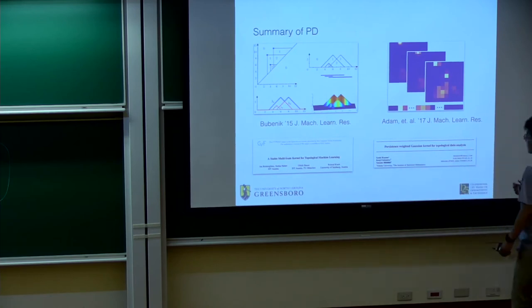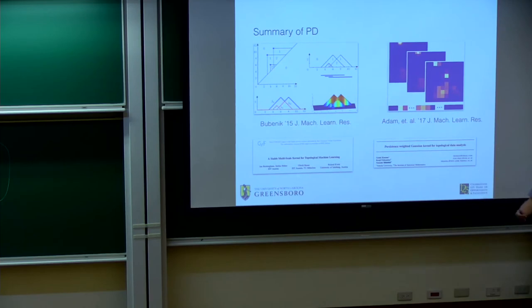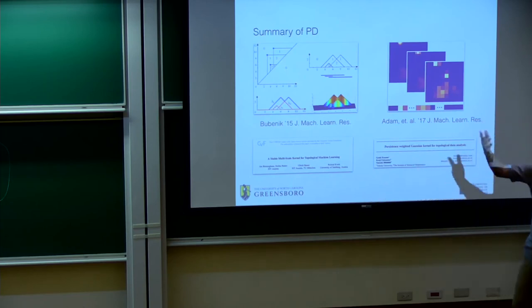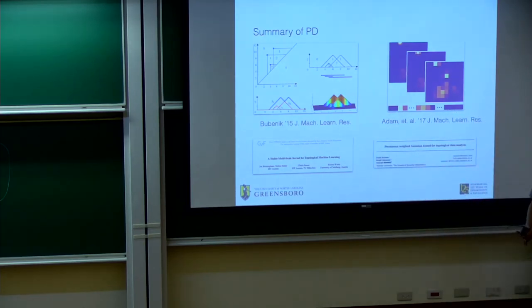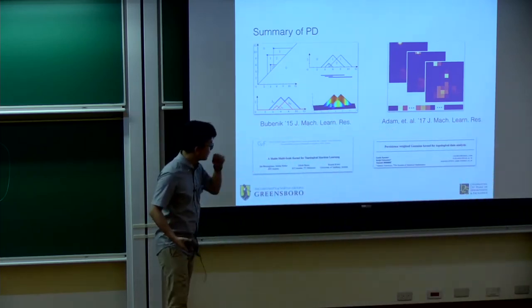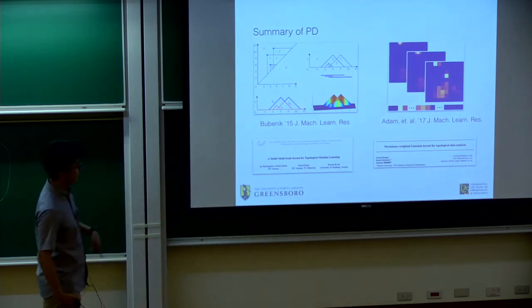And another one is called persistent image. I didn't put the name. It's called the persistent image. So you have a persistent diagram. This group of people, they transform the persistent diagram into an image. So it's like a vector now. This is the function space. This is a vector. Okay. So from there, you will be able to do some machine learning techniques. And another group of people was working on the kernel. Can you do some kernel estimates on the persistent diagram?